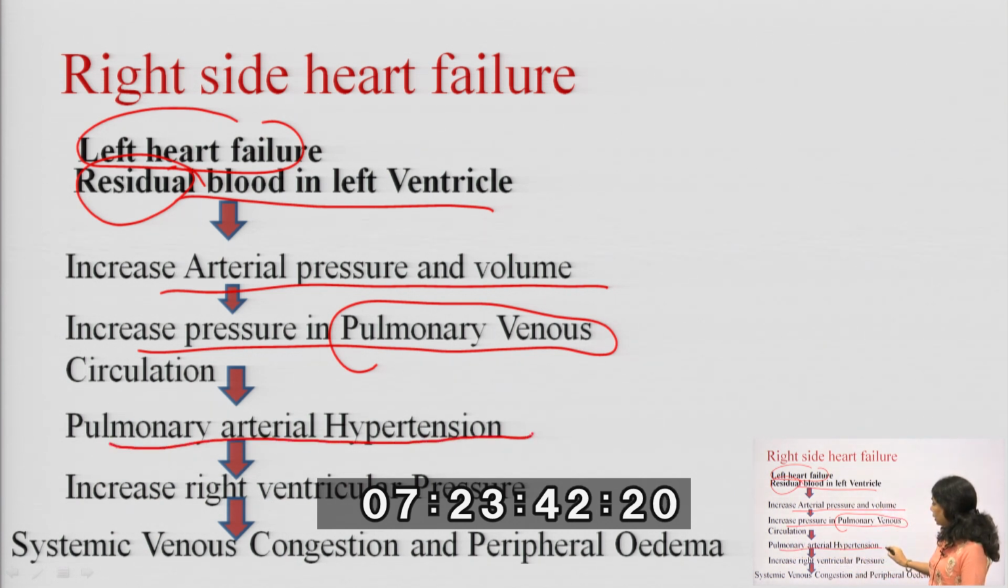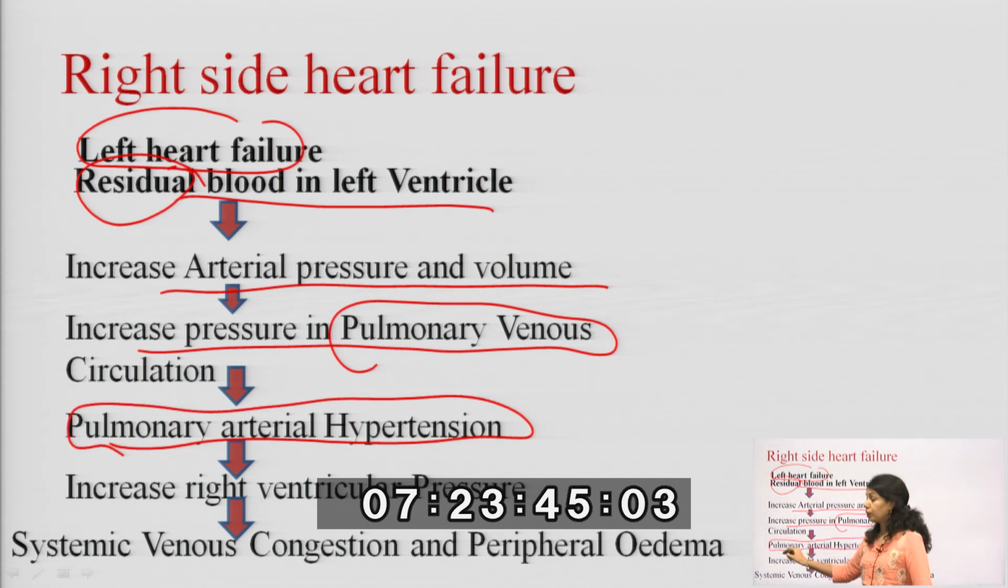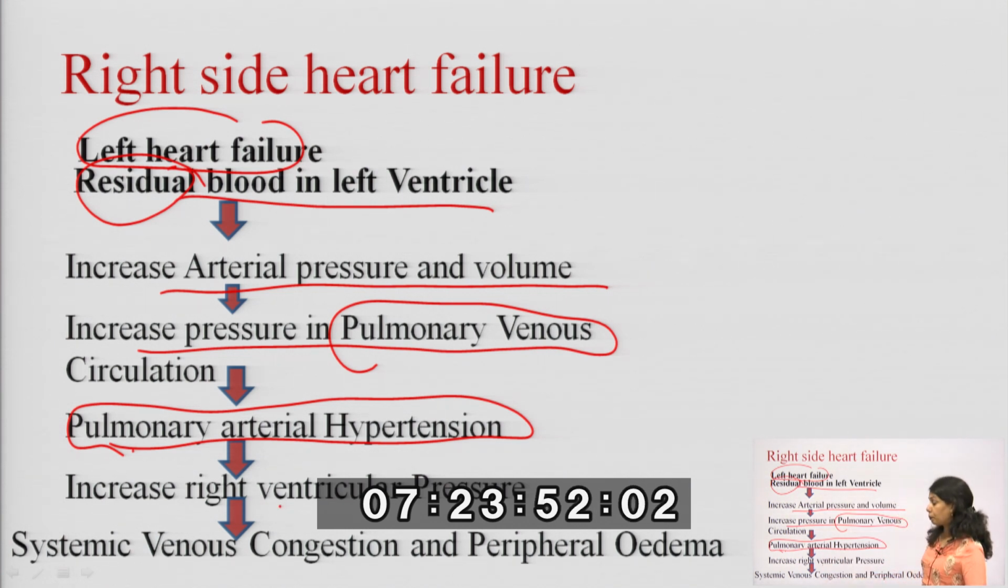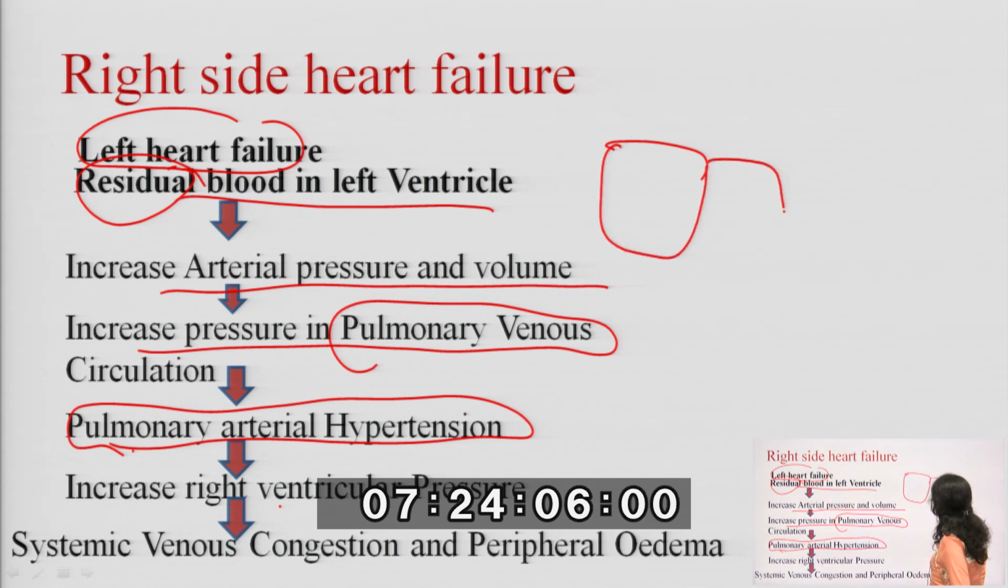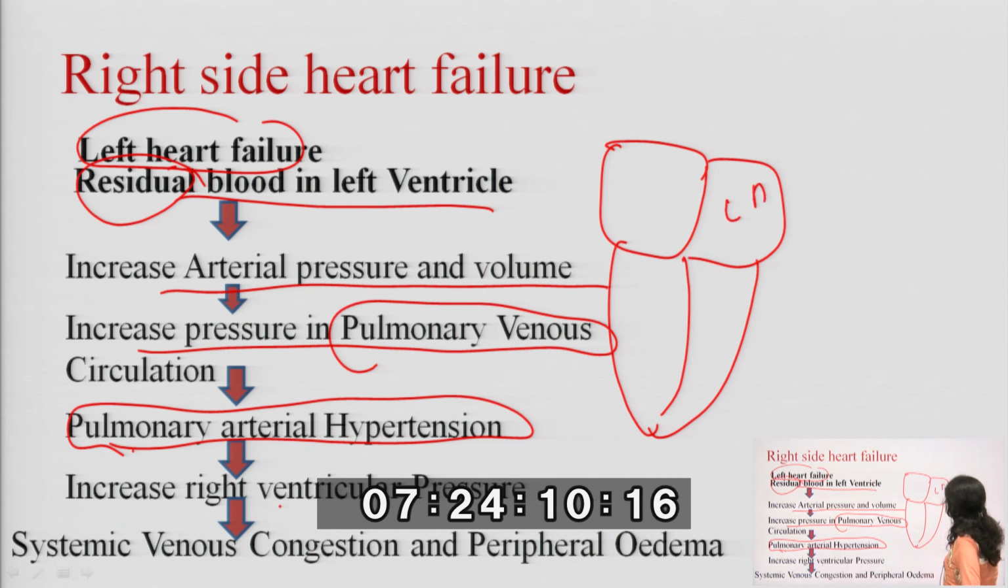Pulmonary arterial hypertension, finally it will lead to pulmonary arterial hypertension, causing increase in the right ventricular pressure, finally systemic venous congestion and pulmonary edema. See, in order to explain you the right side heart failure, I have to draw a diagram. Suppose this is the heart, and this is the left auricle, left ventricle, right auricle and right ventricle.